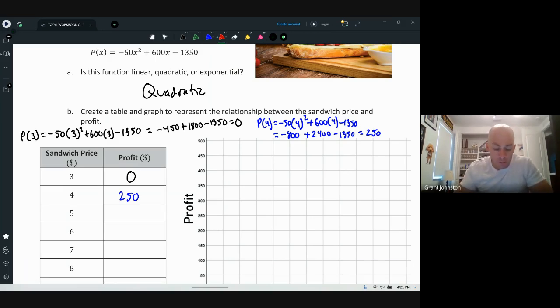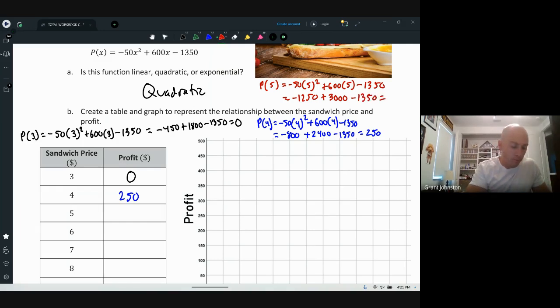Okay, let me do 5 now. 5 squared is 25. So negative 50 times 25 is negative 1,250. 600 times 5, that's 3,000. All right. I got 400 there.